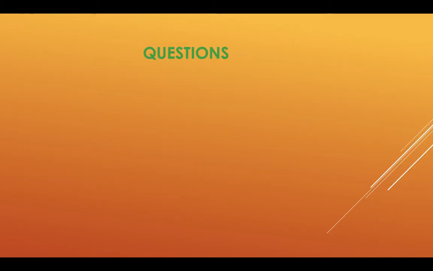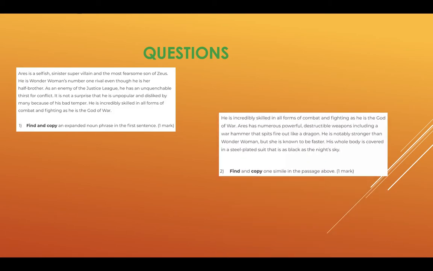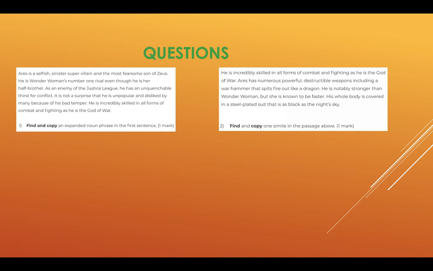Let's move on to the questions. So you have this text above, and it says find and copy an expanded noun phrase in the first sentence. Now, the key part here is find and copy. Those are the key words, but also you need to take note of first sentence. We do not want expanded noun phrases from any other sentence. It has to be the first sentence. So that's part of your reading skill. Make sure you answer the question correctly.